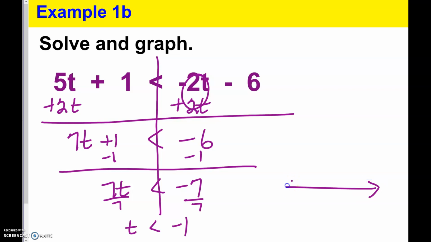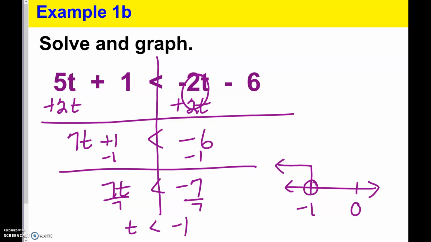Now, on my number line, I have a negative 1 and a 0. Open or closed circle? Again, just like that last problem, we do not have a line underneath it. So we're just going to have an open circle here at negative 1. And that says any number is less than negative 1. The letter's first, so it's in a good position for me to just graph. And we go to the left.